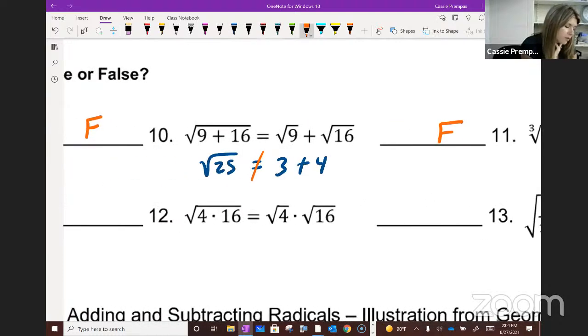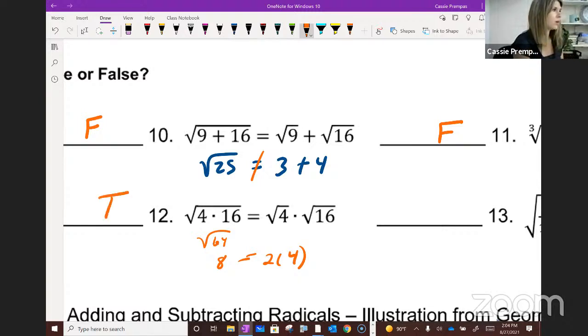Number 12. Is the square root of 64 the same as the square root of 4 times 8? What's the square root of 64? 8. And what is the square root of 4? 2 times 8. Wait, 2 times 4. Sorry. I was going to say, this should work. What's wrong? But that's because I did the math wrong. So yes, that is true.